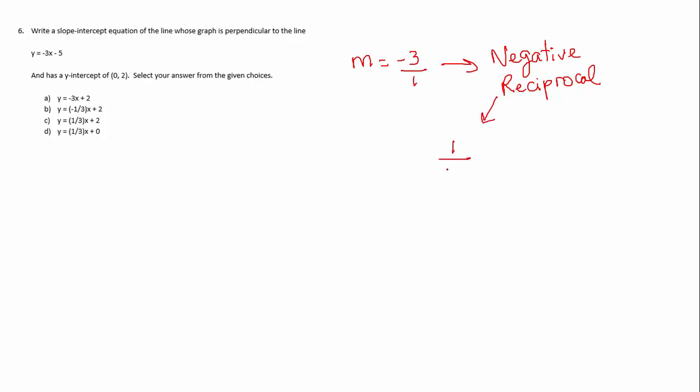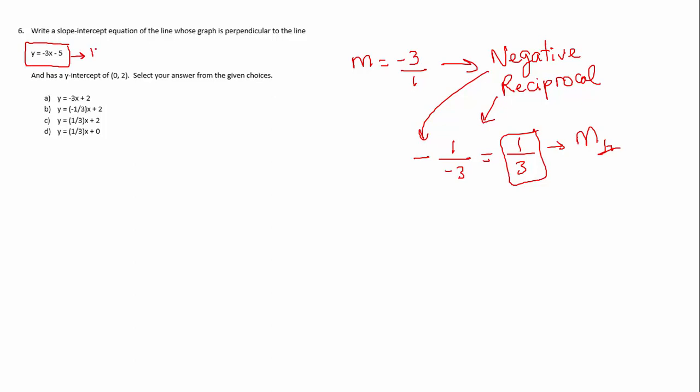Write a slope-intercept equation of the line whose graph is perpendicular to the line. So we have m here, negative 3. We want to find what is called the negative reciprocal. Of course, reciprocal means we flip the fraction. So this is a fraction. First of all, let's flip it. It becomes 1 over negative 3. Then negative again. Negative negative will make it positive. So this would be the slope of the perpendicular line. The slope of the perpendicular line is 1/3. Again, let's go back. We are given an equation of a line.